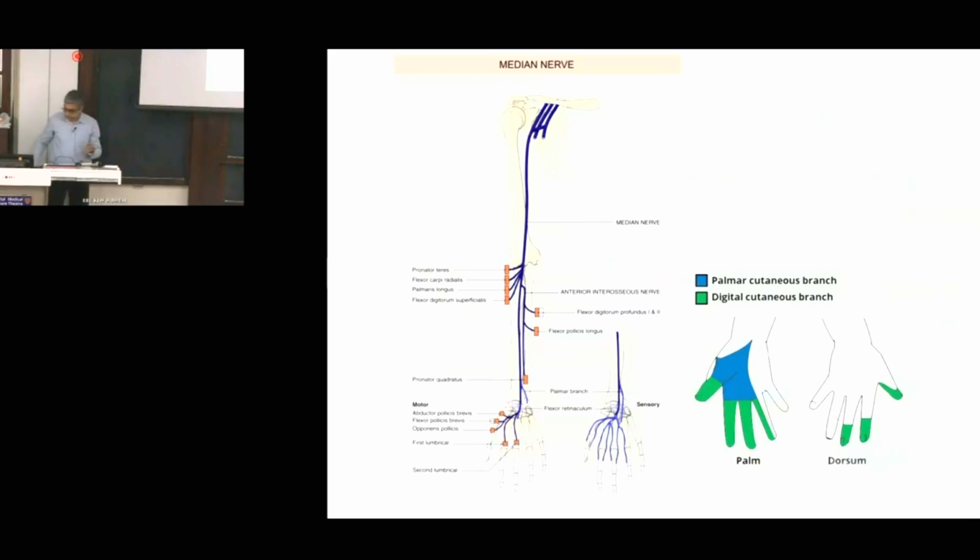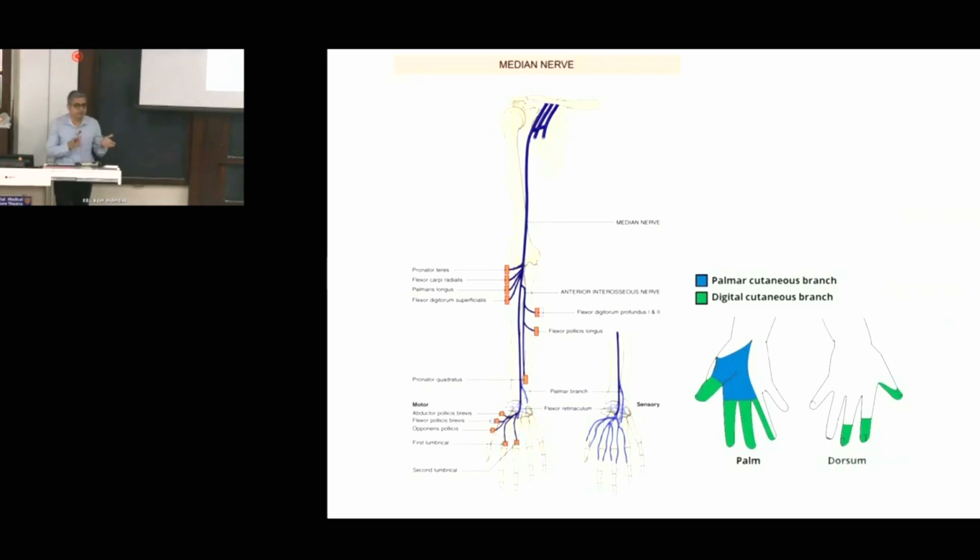Then come to the median nerve. How do you test the median nerve? What are the muscles supplied by the median nerve? It supplies the forearm muscles except one and a half muscles. It also supplies the three muscles of the thenar group and the first and second lumbricals. So how are you going to test the individual muscles? The median nerve also supplies the deep muscles of the forearm through the anterior interosseous nerve. How are you going to test whether it is the anterior interosseous?